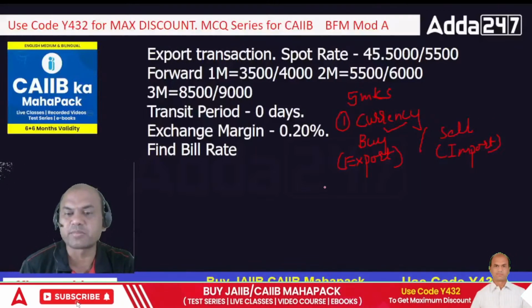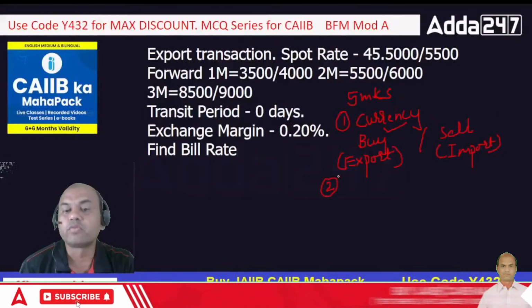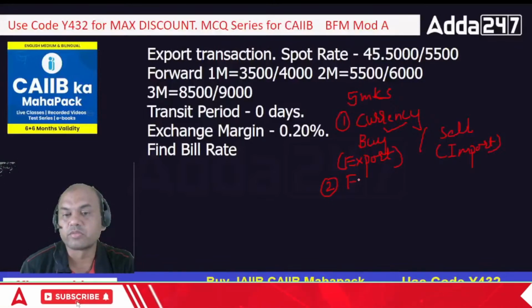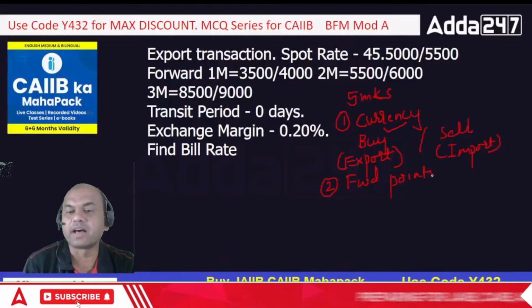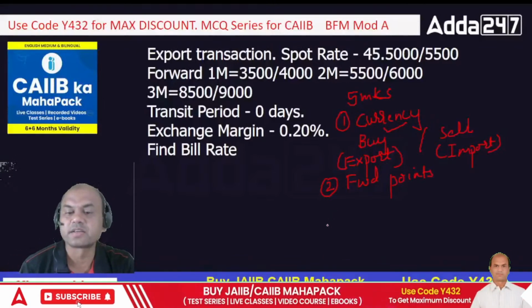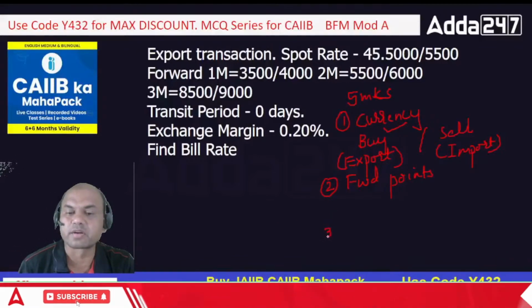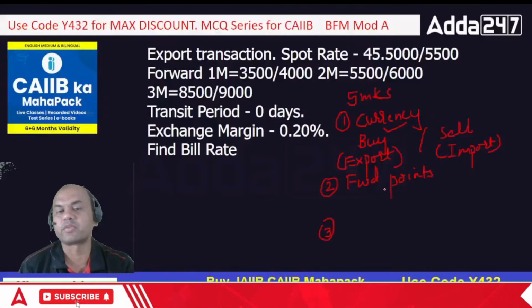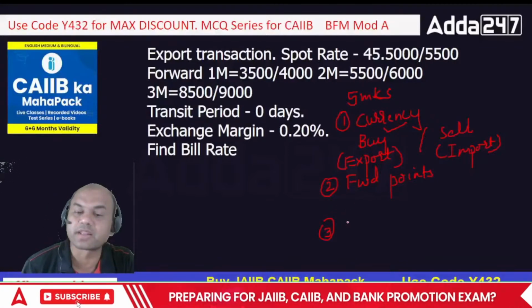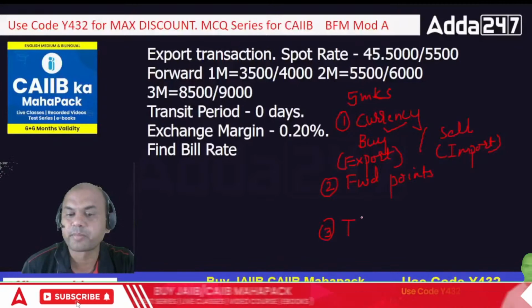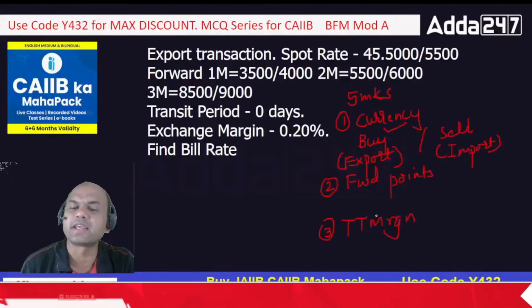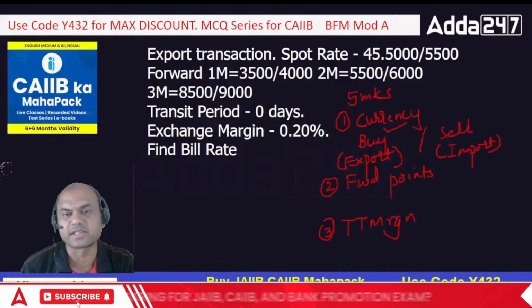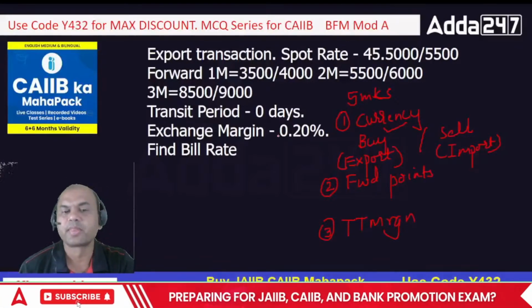Then the second point you have to decide is forward points. I'll leave some gap over here for forward points. And the last part is TT margin, or some books call it exchange margin. Exchange TT, one and the same thing.